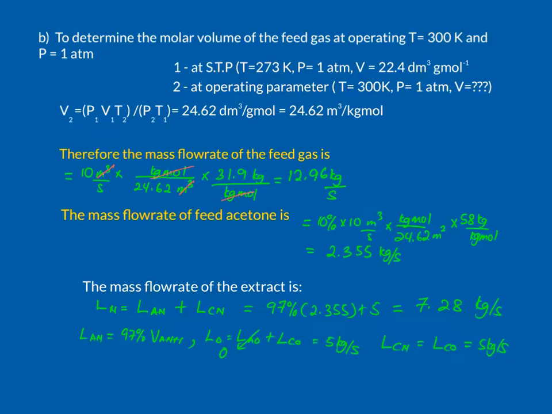Okay, now we can answer the questions. The first part of the question, we can determine the mass flow rate of the feed gas and the mass flow rate of the extract. The mass flow rate of the feed gas is given by 12.96 kilogram per second, and the mass flow rate of the extract is 7.28 kilogram per second.